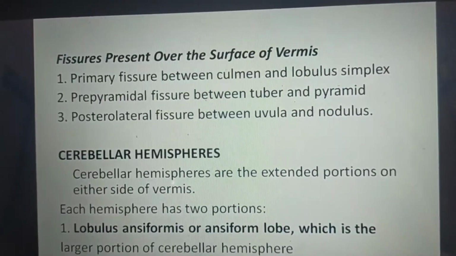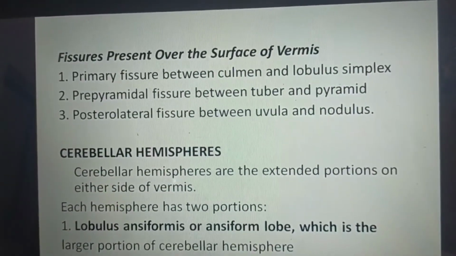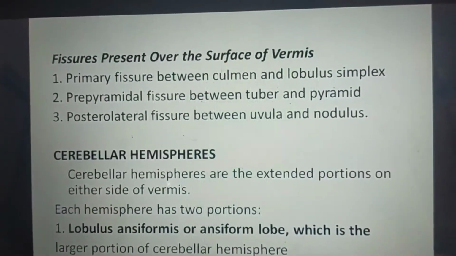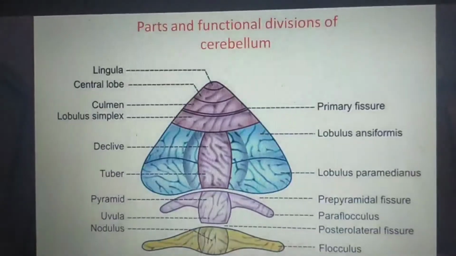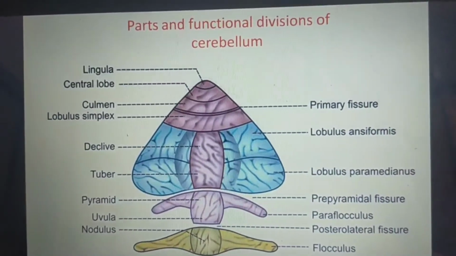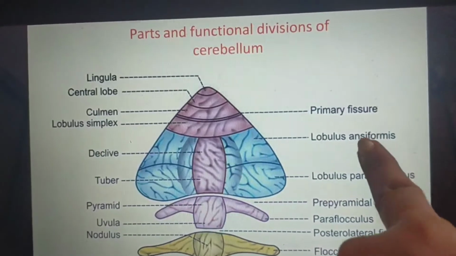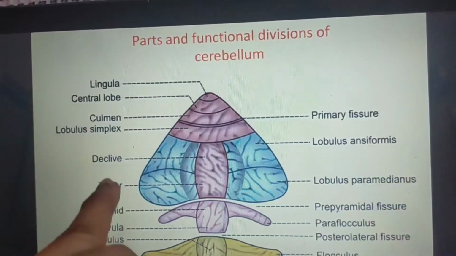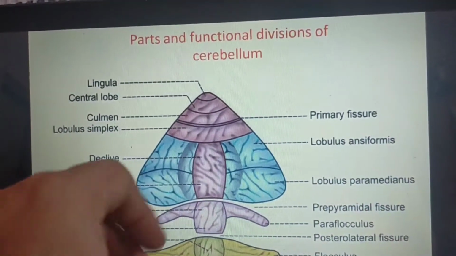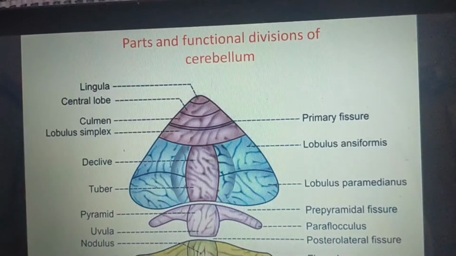Fissures present over the surface of vermis. Primary fissure between culmen and lobulus simplex. Again, we'll go to the figure. This is the primary fissure between the culmen and lobulus simplex. This is the first fissure.